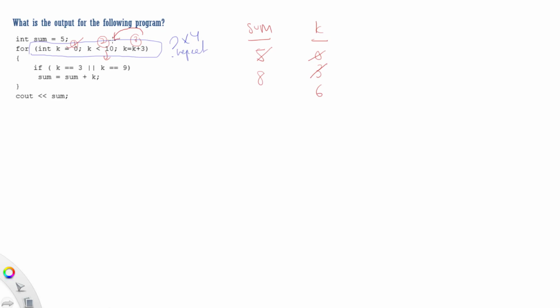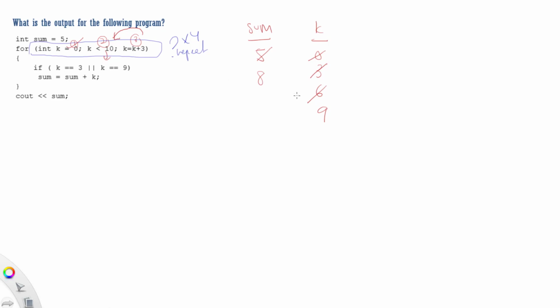Then it will go back here. Is 6 less than 10? Is k less than 10? 6 less than 10? Yes, so we'll go back inside. Is k equals 3 or 9? No, so it will skip this and go back up. So k equals k plus 3, so this becomes 9. You go back here. Is 9 less than 10? Yes, so it will go inside here.